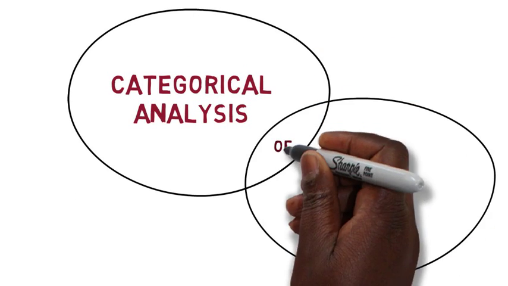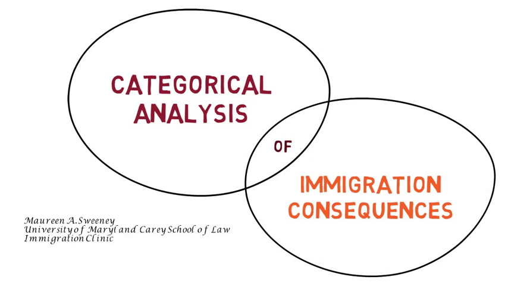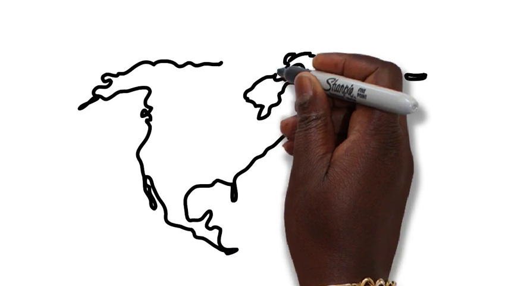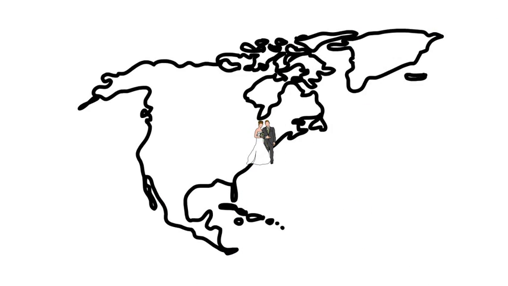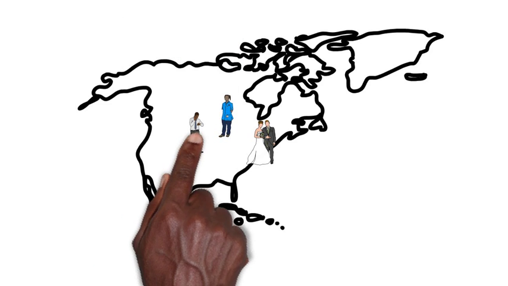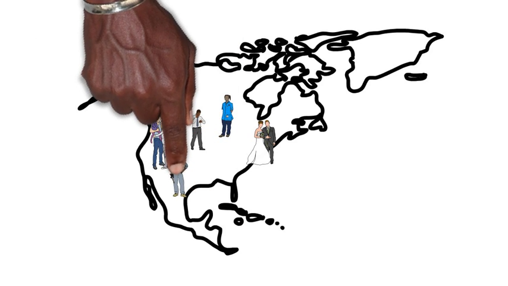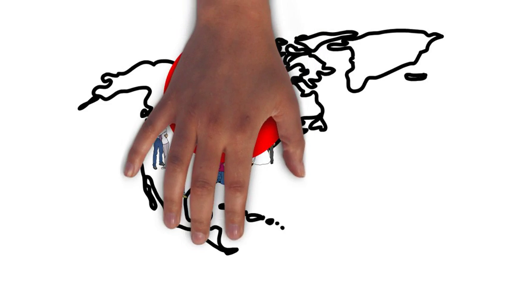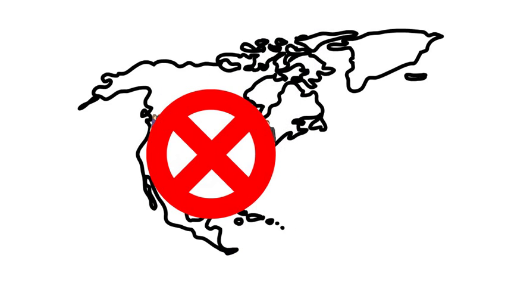Categorical analysis of immigration consequences. Non-citizens can be deported or suffer other serious immigration consequences because of criminal convictions. These consequences often include deportation and can sometimes be surprising in their severity and disproportionality, and it's not always intuitively clear when they will be applied.